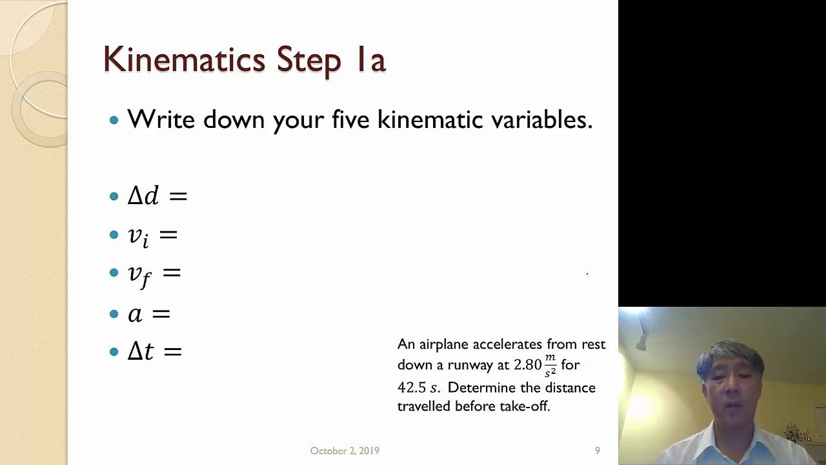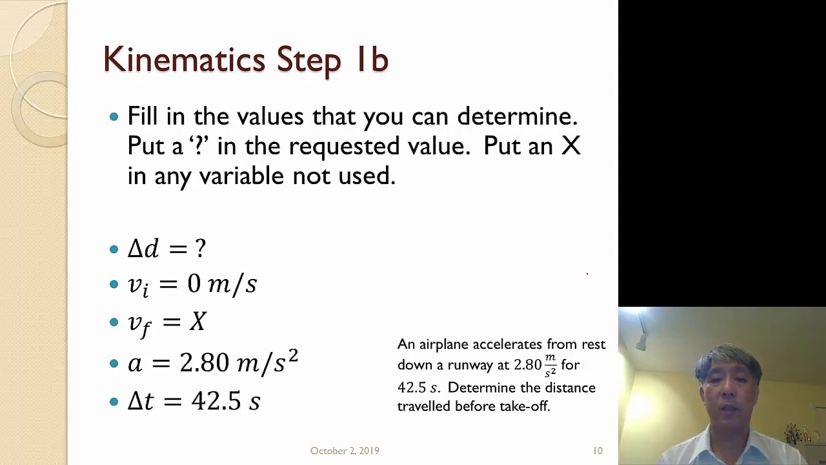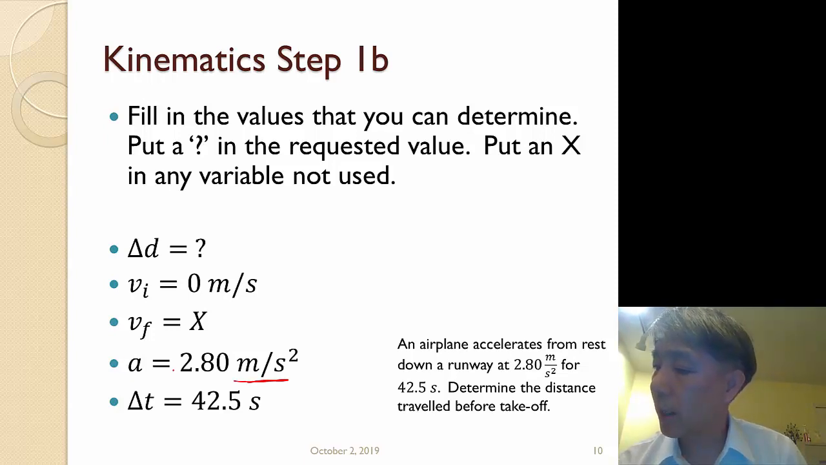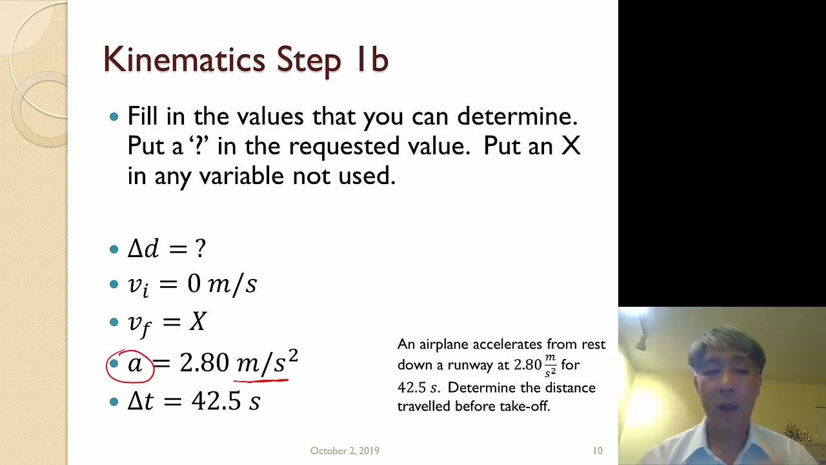So here's my 5 kinematic variables. I have 2 numbers listed in the problem. Let's put those numbers in. So I have the 2.80 and the 42.5. My acceleration, which is in meters per second squared, gets assigned to acceleration. My time, which is in seconds, gets assigned to that one.